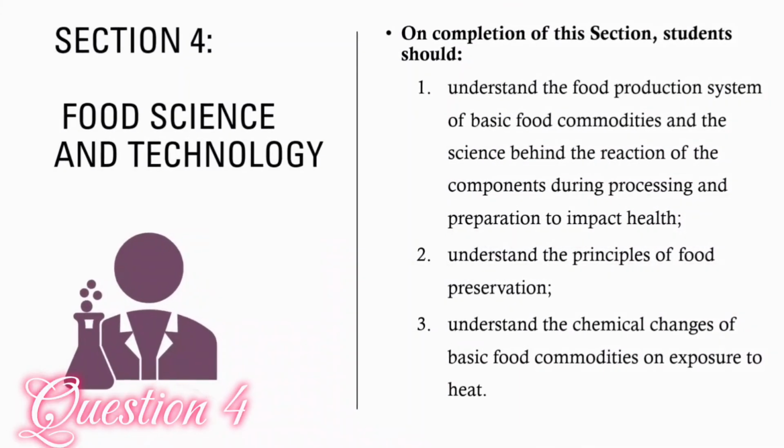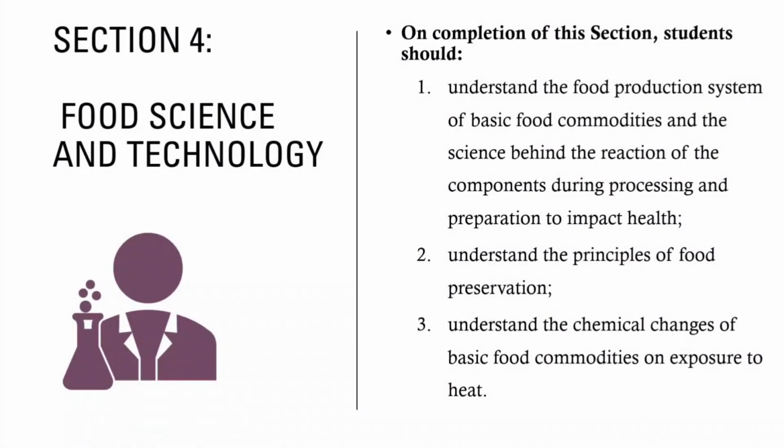Question 4. Now let us look at the general objectives. Question 4 is normally from section 4 of your syllabus as well, which is entitled Food Science and Technology. On completion of this section, you should be able to: 1. Understand the food production system of basic food commodities and the science behind the reaction of the components during processing and preparation to impact health. 2. Understand the principles of food preservation. 3. Understand chemical changes of basic food commodities on exposure to heat, right? So you should have learned all these concepts.